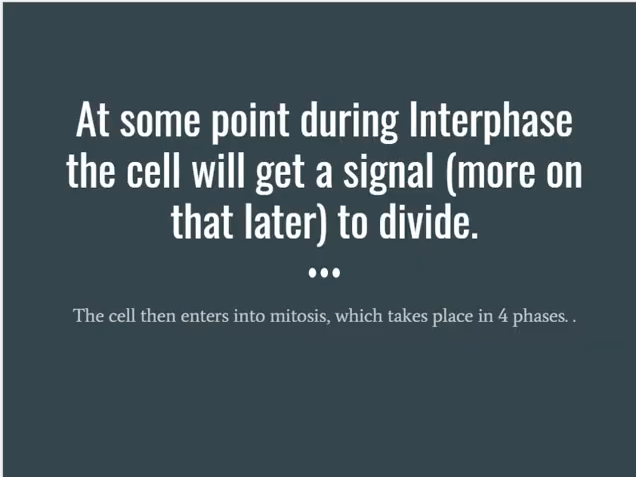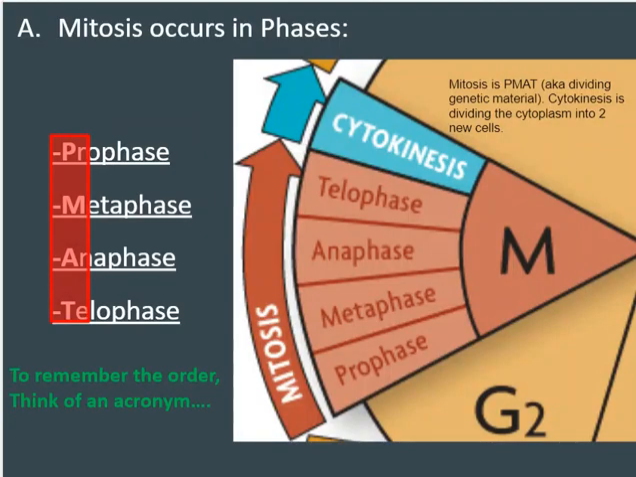And then your cell is going to get a signal to divide, which we're going to learn more on later. And so once it gets that signal to divide, then we're going to move into the actual process of mitosis, which happens in 4 phases. The phases of mitosis are prophase, metaphase, anaphase, telophase. I think of it as PMAT. If you want to come up with a different thing to remember that, you do you.